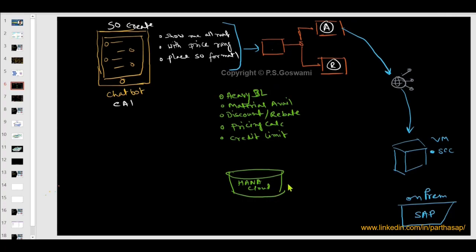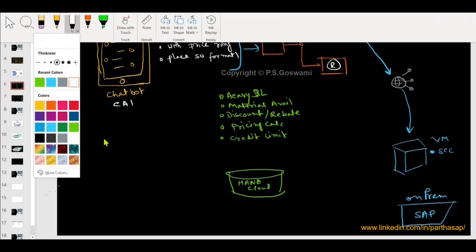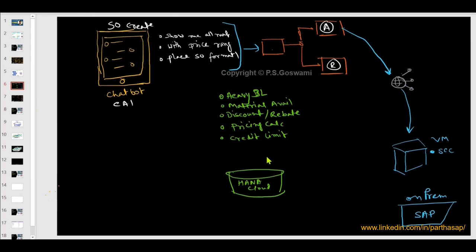Let's say this is your HANA Cloud, and on top of this HANA Cloud, you can build your business logics. Previously we have seen that on top of the HANA Cloud, we can build our business logic inside different containers. Let's say these are the different containers. And as I was saying, these are the business logics we wanted to build on top of the standard objects, standard tables or standard CDSs, which are there in our on-prem system.